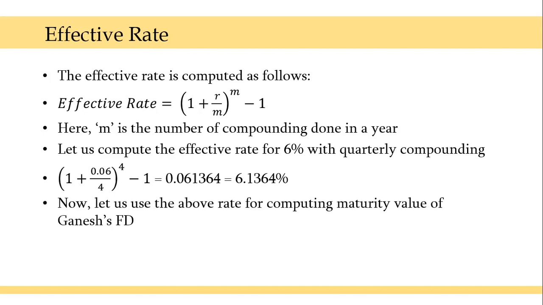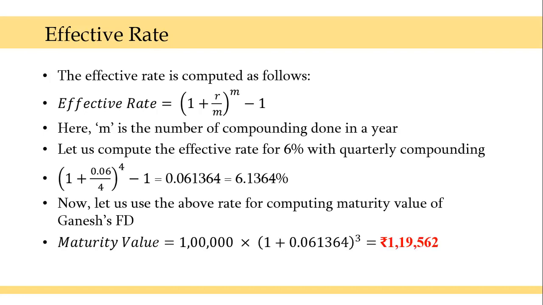6.1364%. Now let us use the above rate for computing the maturity value of Ganesh's fixed deposit. So now I am going to use not 6% in Ganesh's formula, I am going to use 6.1364%. So if I take 1 lakh into 1 plus 0.061364 to the power of 3, I will get rupees 1,19,562. There we go. This is the amount of maturity shown on the fixed deposit receipt of Ganesh.